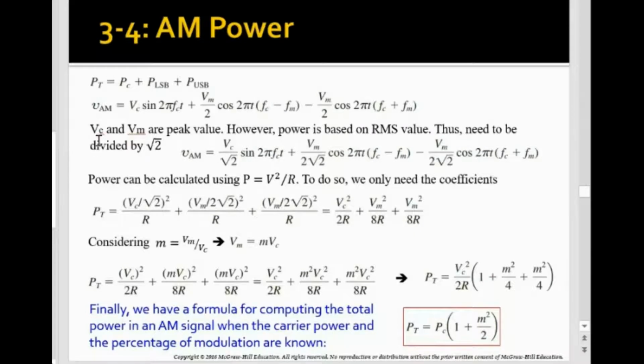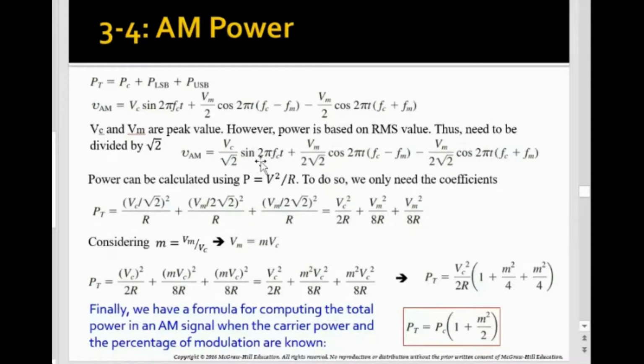Vc and Vm are the peak values of our sine and cosine waves. However, power is based on the RMS value, so we need to divide each of the peak voltages by the square root of 2. Then we have this form, and power can be calculated from this, which is voltage squared over the resistance of your system. So we say our power is equal to the voltage squared divided by the resistance of our system, or here perhaps our antenna.